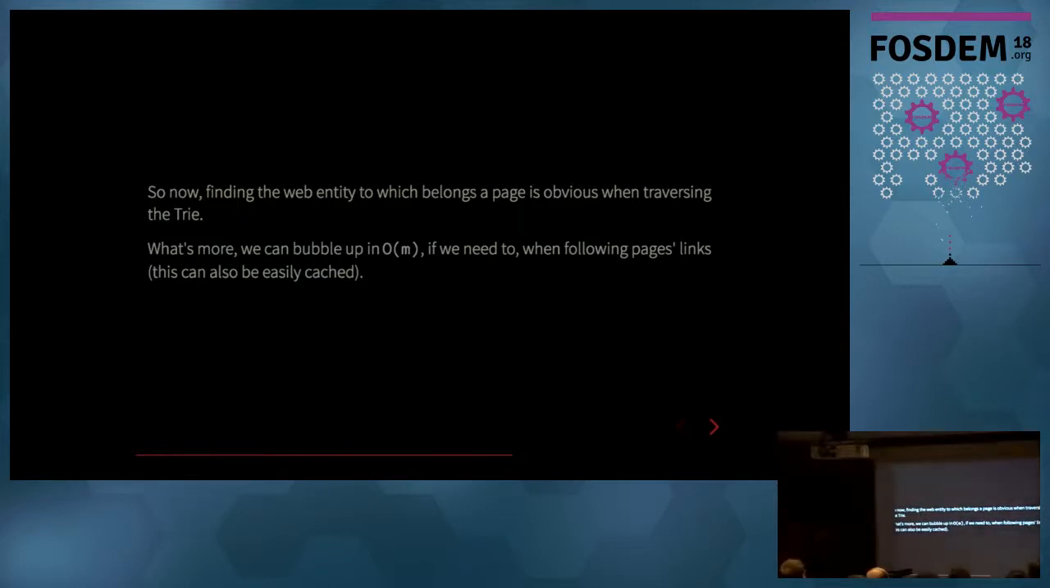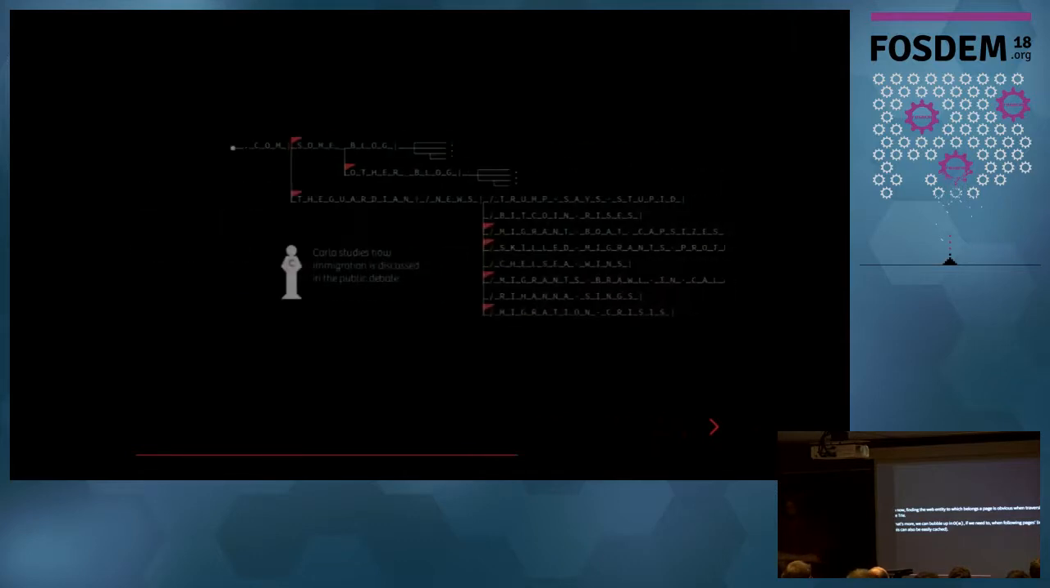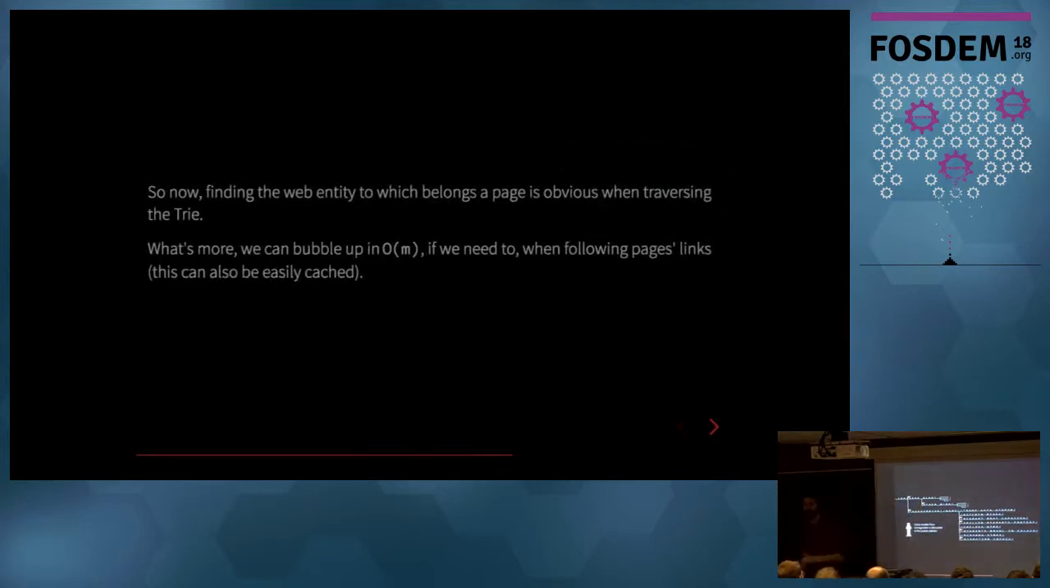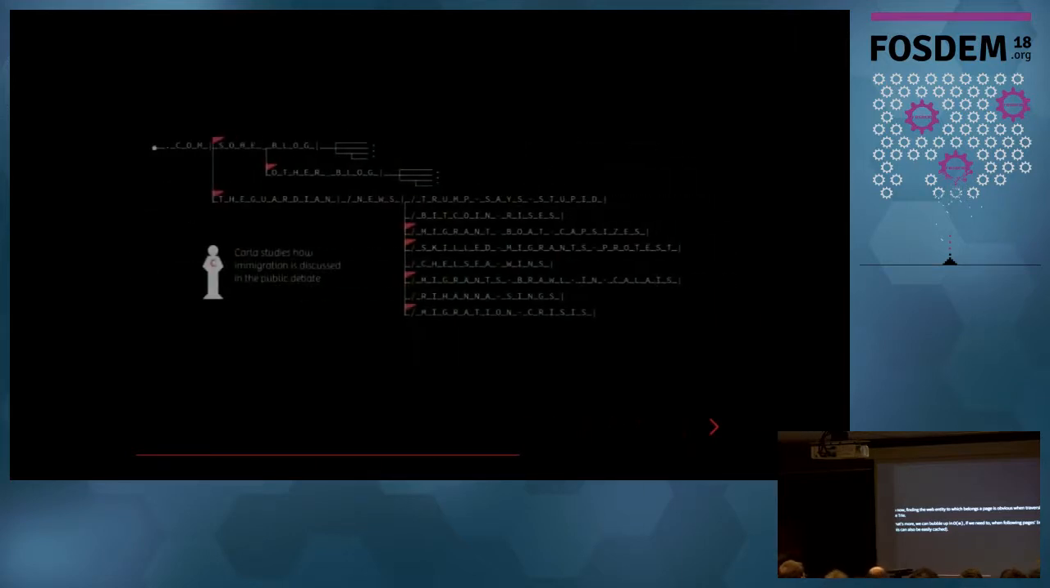Yeah, so now finding the web entity to which a page belongs is obvious when we traverse. And what's more, if we bubble up, for instance here, so this is more clear. If you go from the link to the target of the link, you will arrive somewhere here. Well, you just have to bubble up towards the nearest flag, and you know which is your web entity. Actually, we don't do that because we don't need to, but it's a possibility which is efficient. And this, of course, can also be cached in RAM if we need to speed up computations.